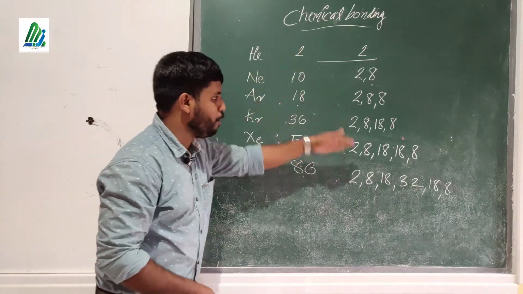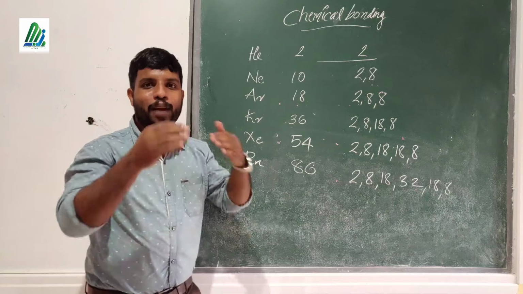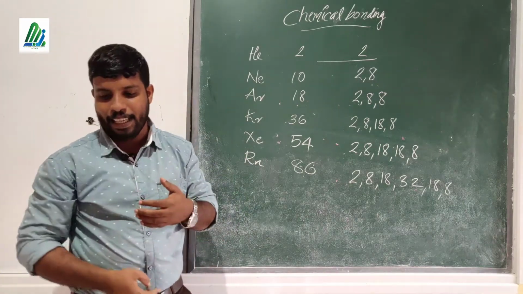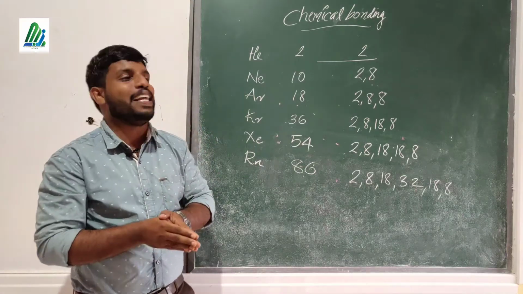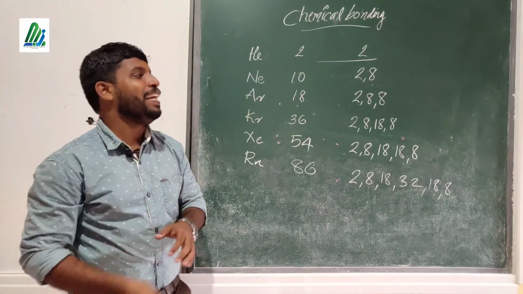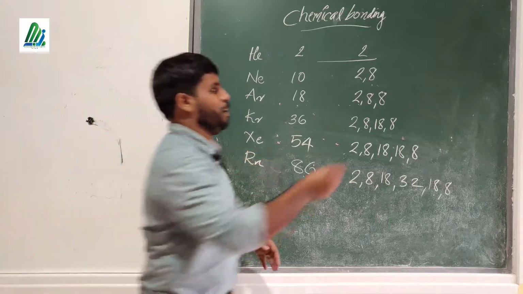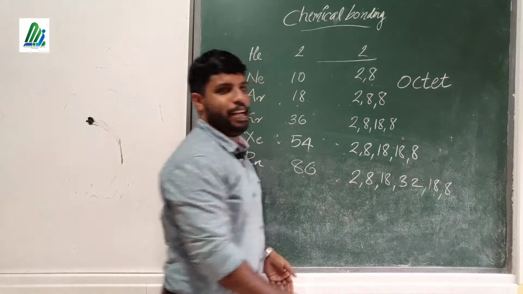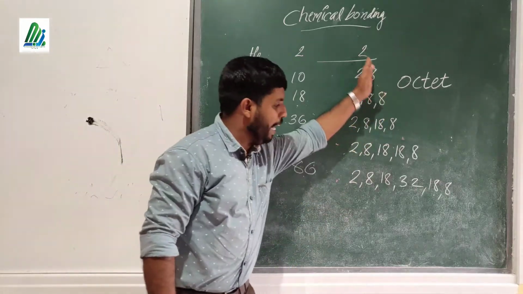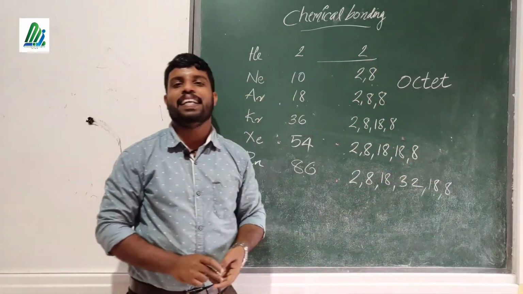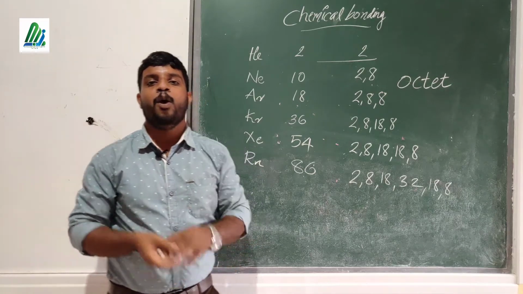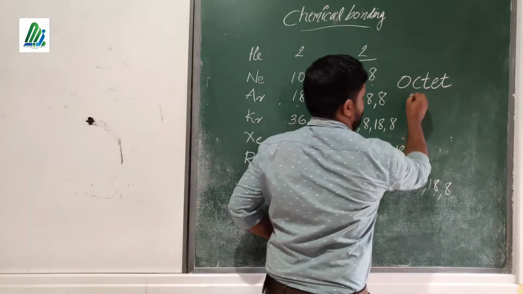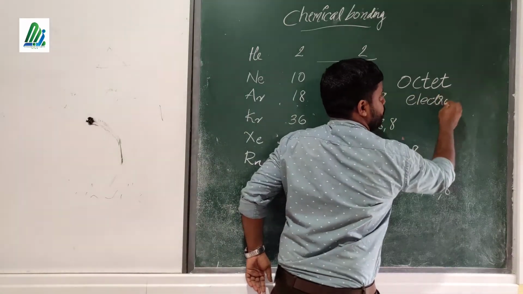If you write the electronic configuration of an element and you find the valence shell contains 8 electrons, that electronic configuration is known as octet electronic configuration. Octet means 8. The 8 electrons in the valence shell, that electronic configuration is known as what? Octet electronic configuration.